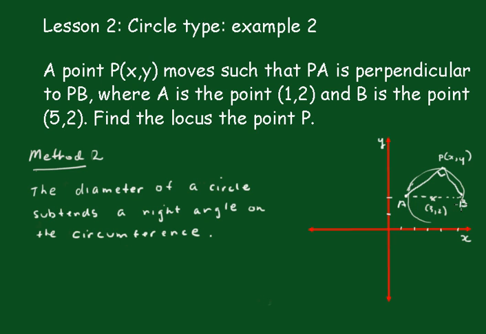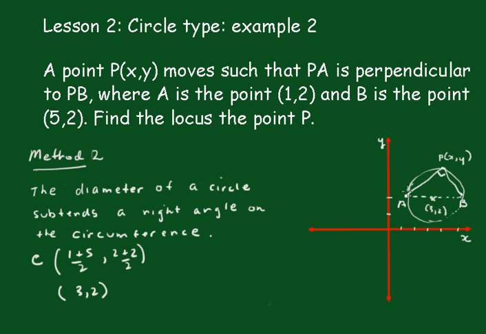So to locate the center, all we need to know is the midpoint of A and B. So using the midpoint formula, the center would be simply 1 plus 5 on 2, and the other one would be 2 plus 2 on 2. So the center would be equal to (3, 2), as we had before.